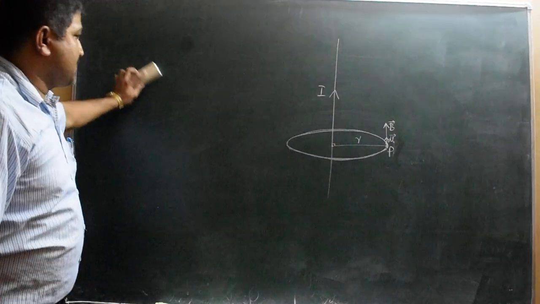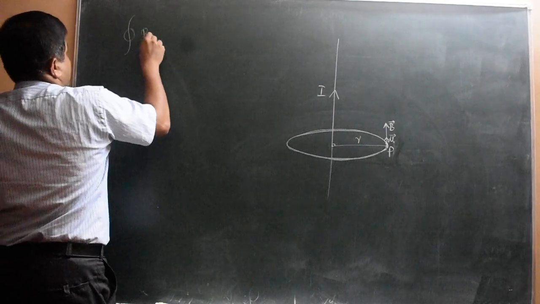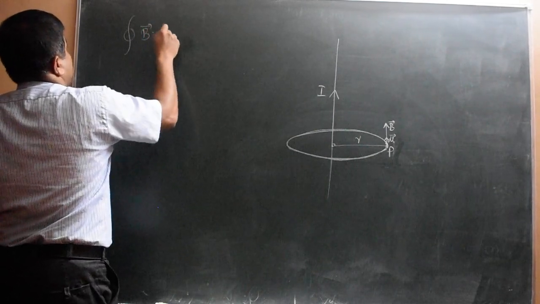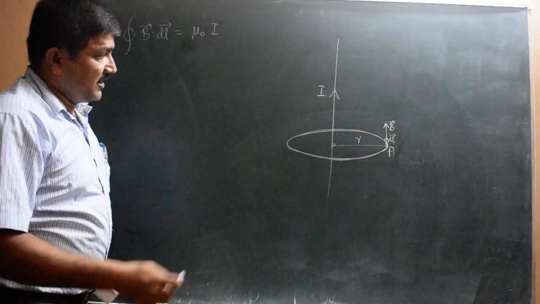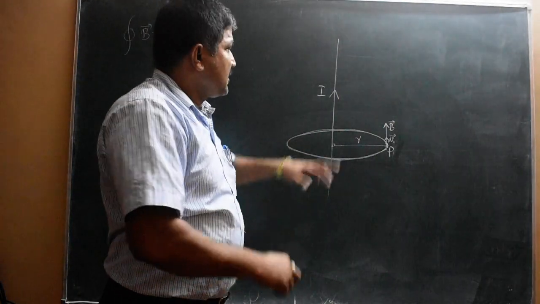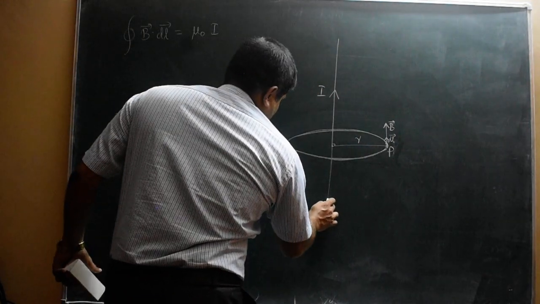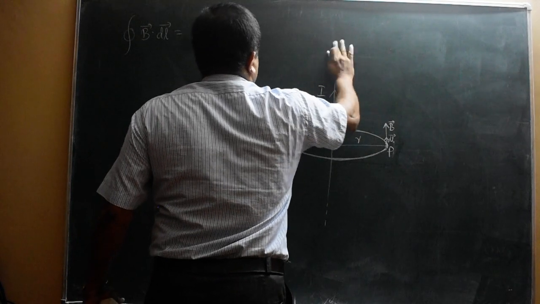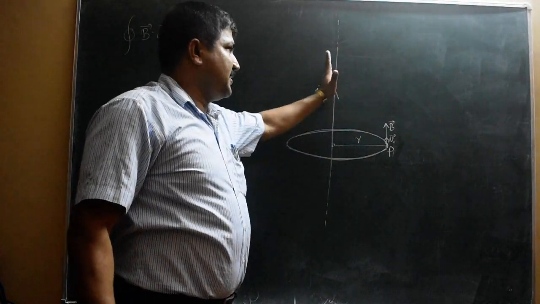Now according to Ampere's circuit law, what is given? Line integral of B dot dl, we have to write this. Line integral of B dot dl equal to mu naught I. So this loop consists of one conductor, an infinitely long conductor, so I have to extend both the sides with the dotted line. Infinitely long straight conductor which is carrying a current I.